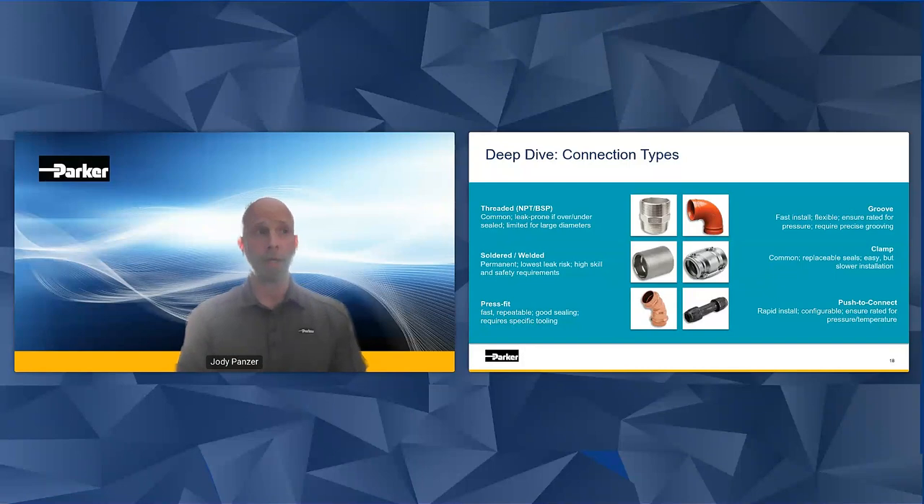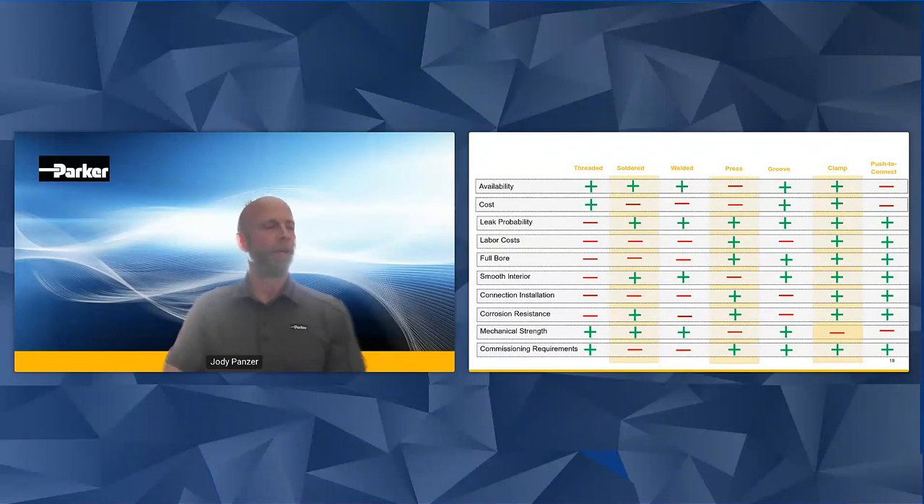Clamshell, very common, replaceable seals, a little bit slower installation, and does require some infield grooving or lugging. Then push to connect fittings, extremely rapid install, easy to modify. There's just some temperature and pressure limitations to that, but typically push to connect goes up to 1.5 inch and can cover up to 232 PSI.